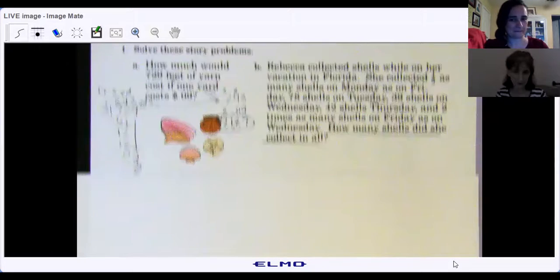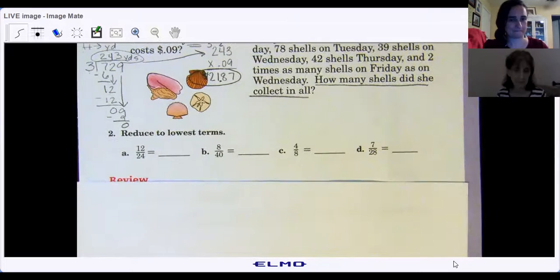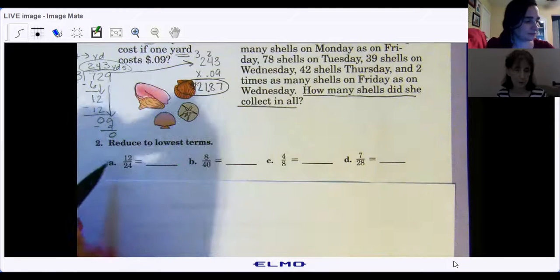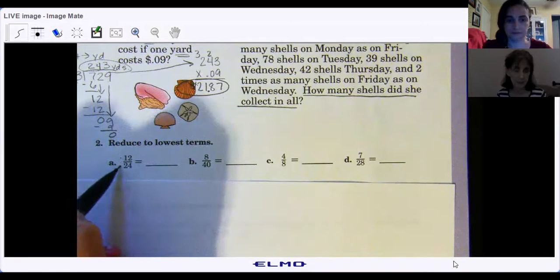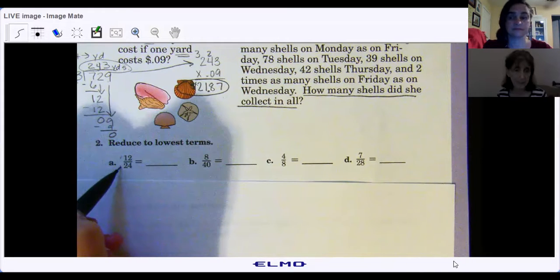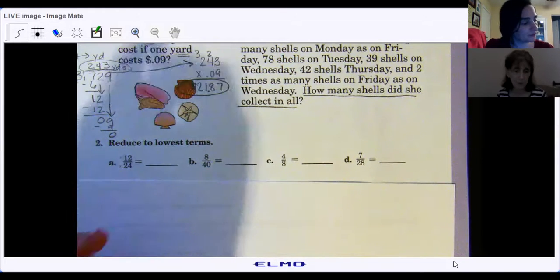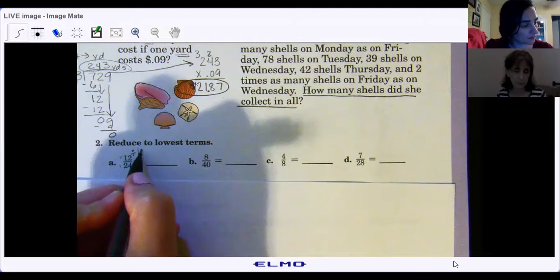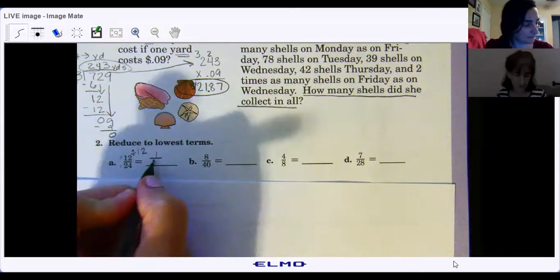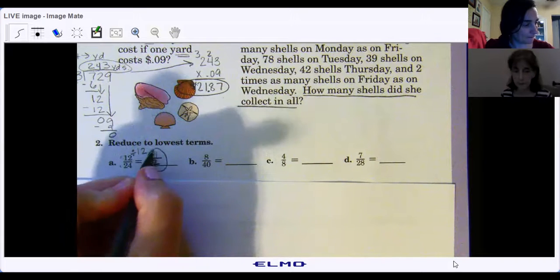We're going to reduce to lowest terms. Remember, to reduce, you have to find a number that will divide into the numerator and into the denominator evenly. If you can't think of one, always try the numerator. 12 and 24, let's try the numerator. Will 12 divide into 12? Yes. Will 24 divide by 12? Yes. So 12 divided by 12 is 1, and 24 divided by 12 is 2. So your answer is 1/2. And you're going to circle that.